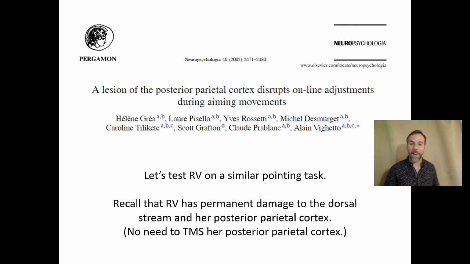Finally, let's look back at RV as a second way to look for proof that the dorsal stream is what causes our fast automatic corrections. RV has a V in her name, so she has a ventral stream, so she should be able to make slow, voluntary corrections, but her dorsal stream is damaged, and we now know the dorsal stream is what allows us to make fast, automatic corrections. So for RV, we don't need to TMS her, because her dorsal stream is permanently damaged.